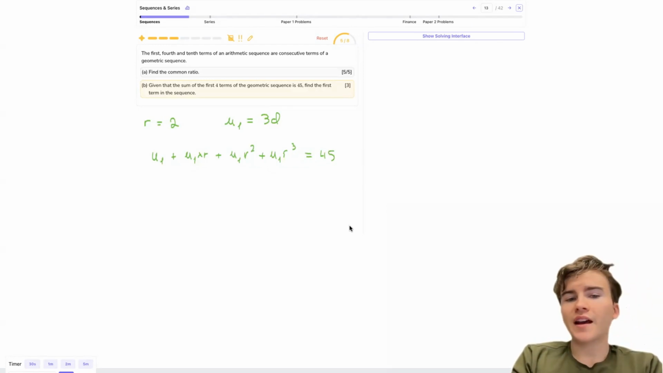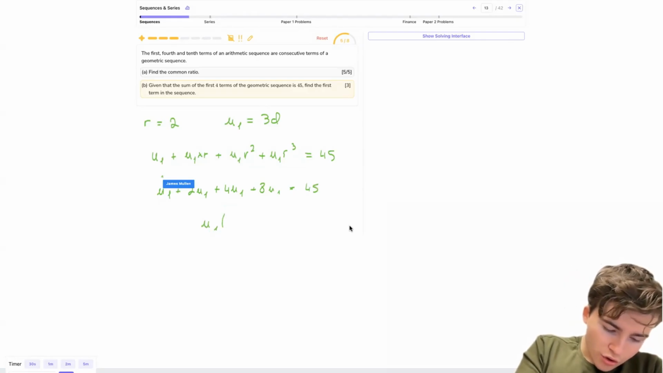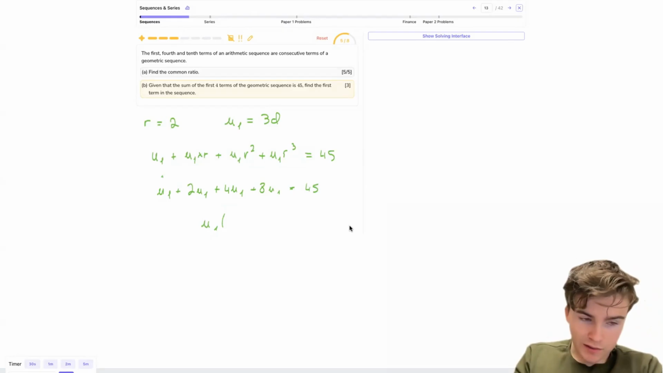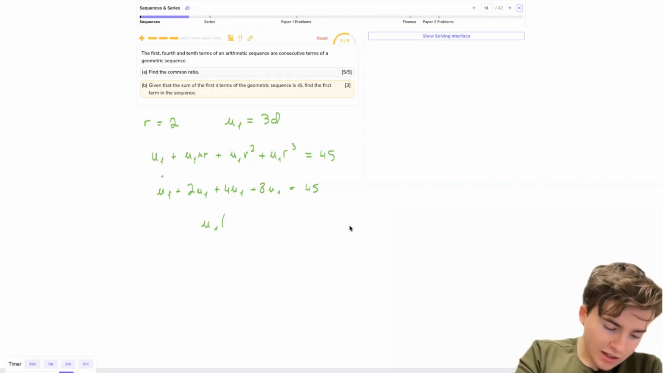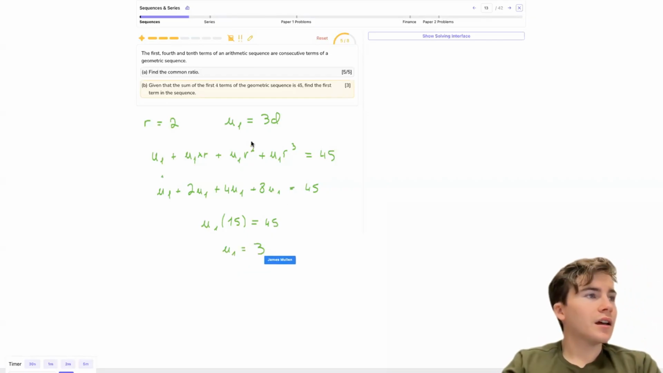But I know what r is, so I can plug in my specific r, and this becomes u1 plus 2u1. I square 2, I get 4u1. 2 cubed is 8u1, all equal to 45. So if I collect my u1 terms, I have 1, 2, 4, 8. That's 3 plus 4 is 7, plus 8 is 15. So u1 times 15 is equal to 45, which means that u1 is 3. And that is my answer.